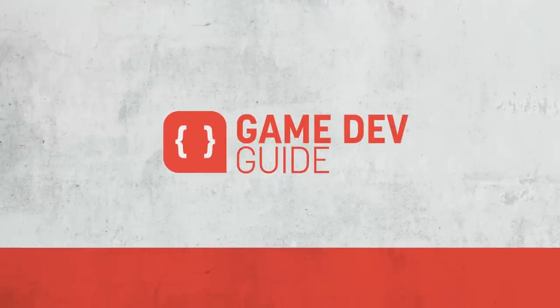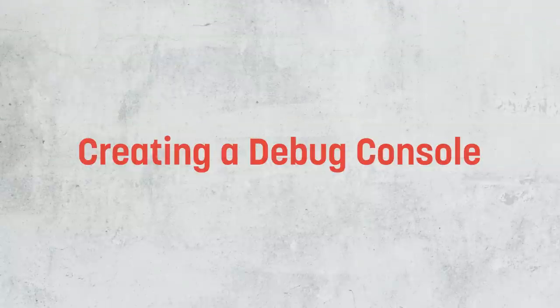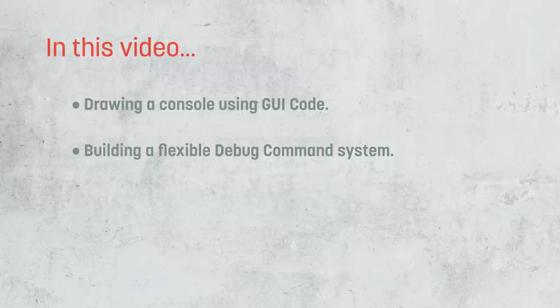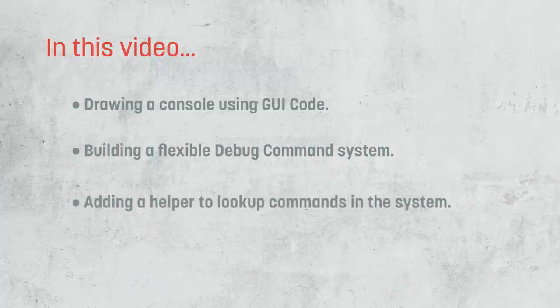In this video, we're going to build an in-game console that we can use to create development cheats to help when debugging our game. We're going to build a console using Unity's default GUI code, as well as a flexible command system that will allow us to add new cheats to the console easily as our project grows in scale. Finally, we'll look at adding some additional functionality to the system to make it a bit more user-friendly and easier to navigate, especially when there's lots of commands available.